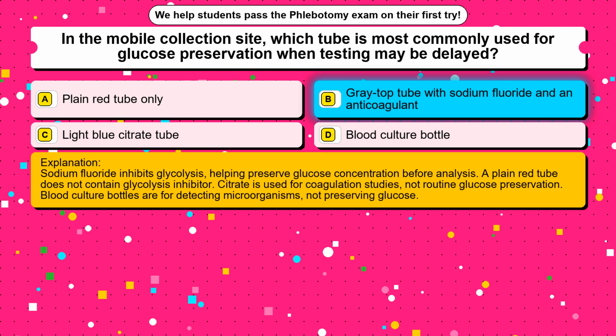Sodium fluoride inhibits glycolysis, helping preserve glucose concentration before analysis. A plain red tube does not contain glycolysis inhibitor. Citrate is used for coagulation studies, not routine glucose preservation. Blood culture bottles are for detecting microorganisms, not preserving glucose.